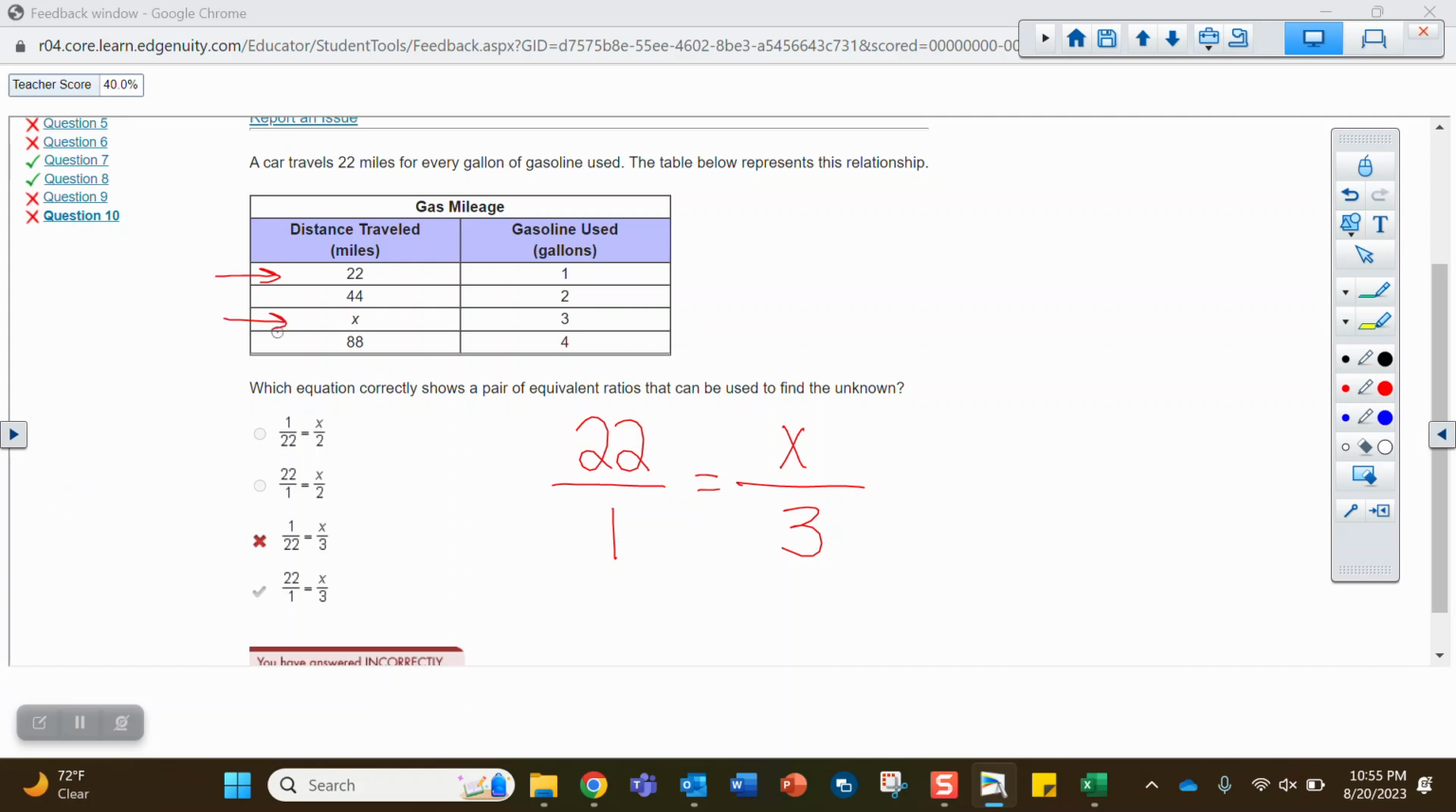And so it looks like in your selection you have gas and distance flipped. So whatever you have on top here, you have to have the same thing on top. X came from the distance part of the table, so you have to switch these two around, which is this answer choice.